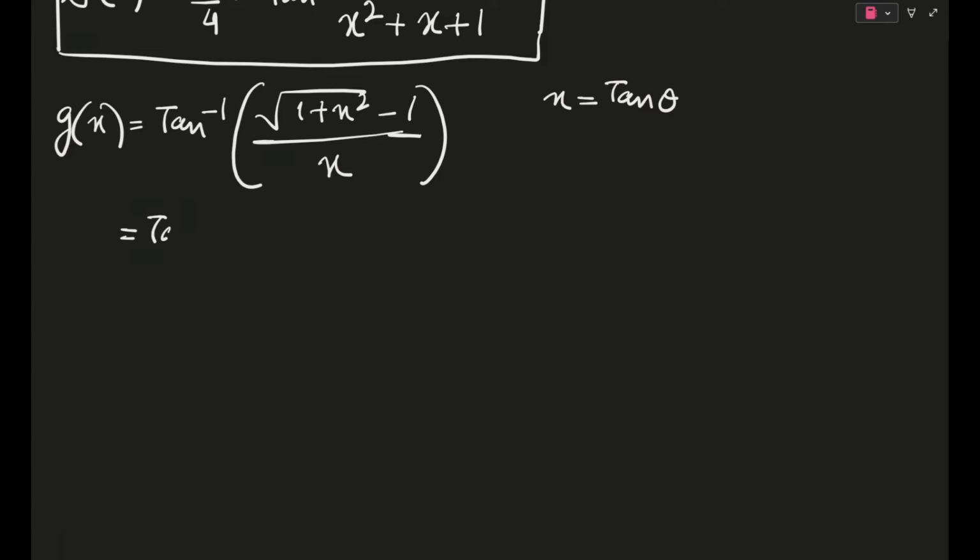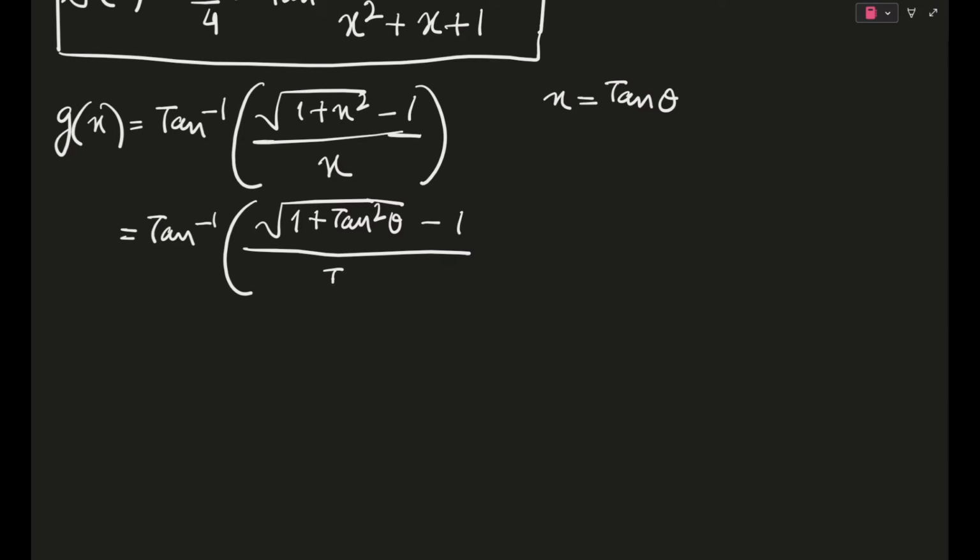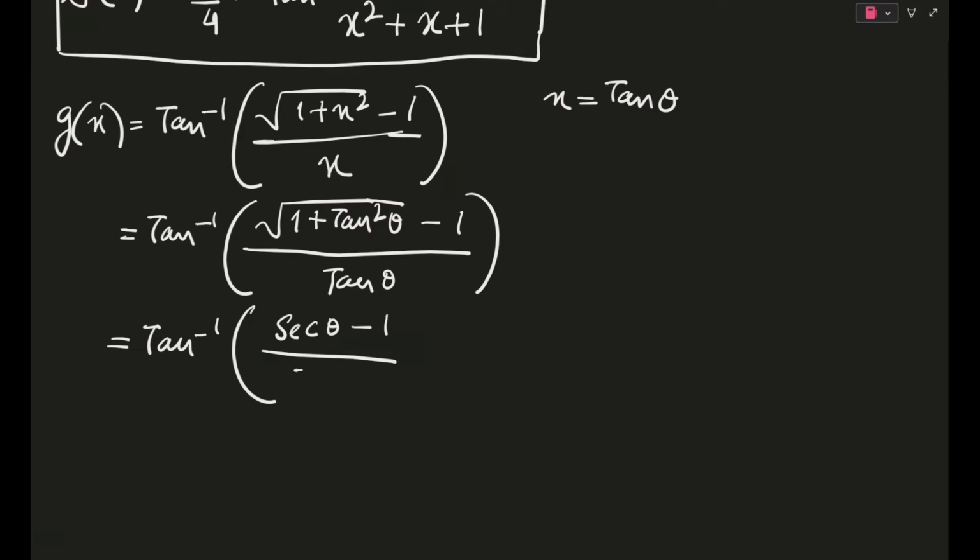So tan inverse of root under... this is directly available in your NCERT. I will not say copied, it is a very common question, but it is directly available in your NCERT. Therefore, secant square theta is 1 plus tan square theta, so tan inverse of secant theta minus 1 by tan theta. Further manipulating, secant theta is 1 by cos theta, so tan inverse of 1 minus cos theta by sin theta.